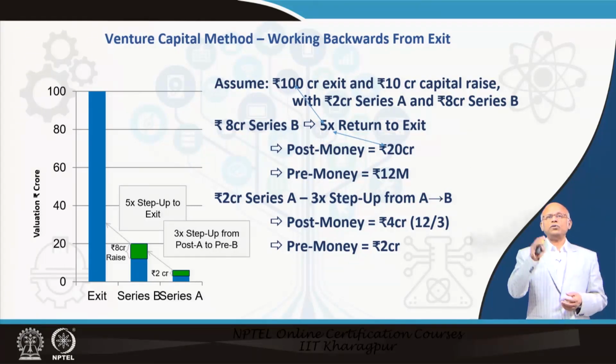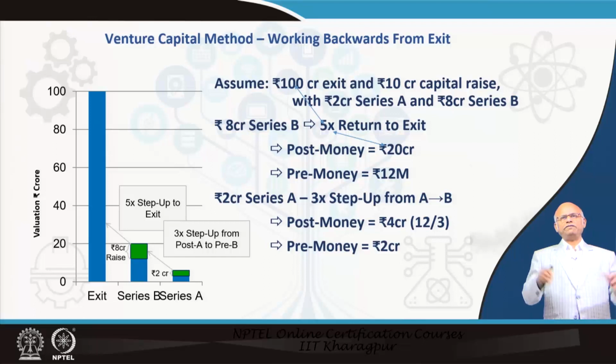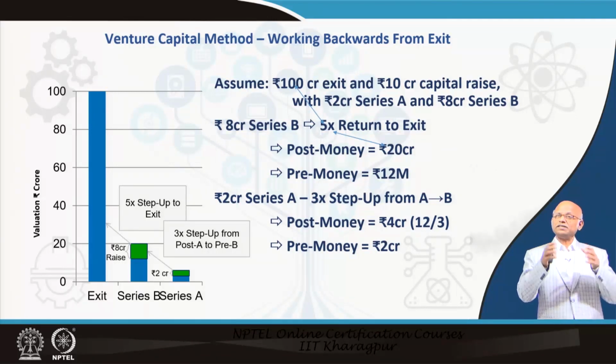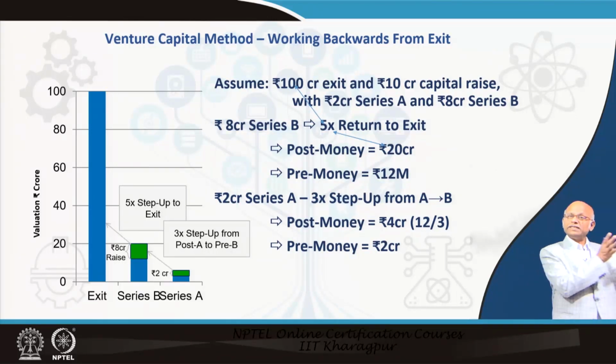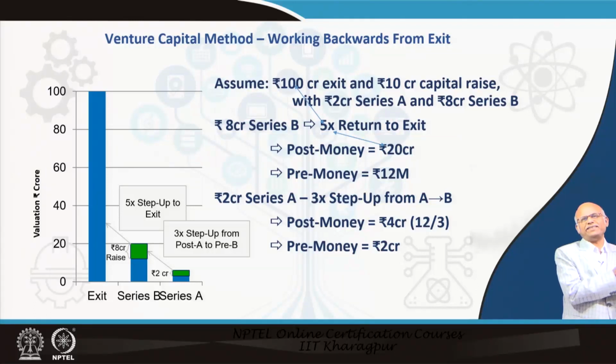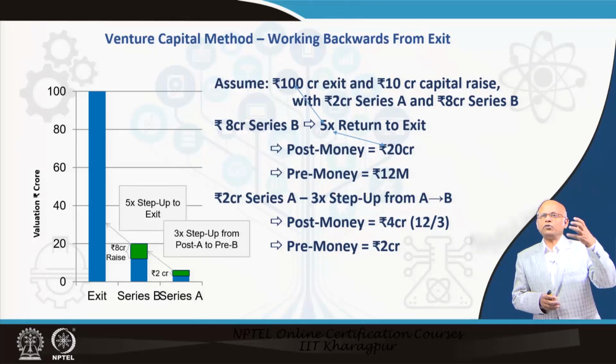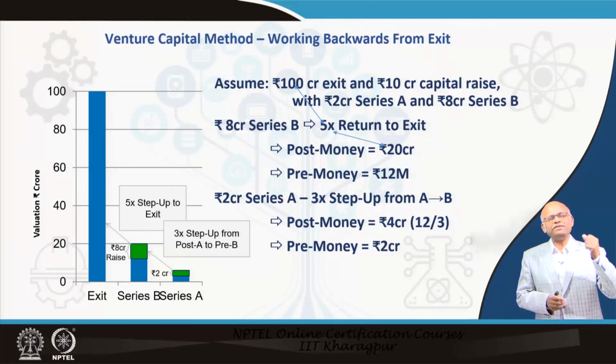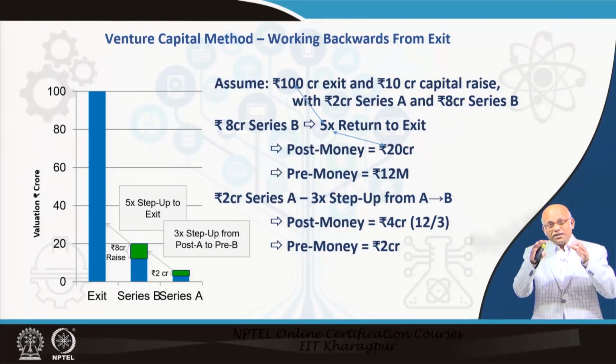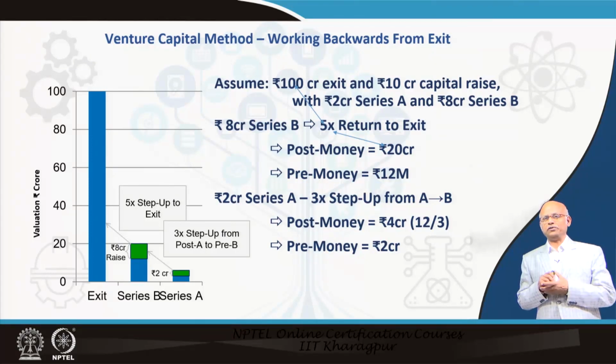Now, we have already come up with the pre money valuation at the time of the second round of fundraising, which was 12 crore. So, we will start from there. 12 crore was the pre money value of the second round, that we think now is the exit value. So, if 12 crore rupees is the exit value, what is the post money value of the first round?